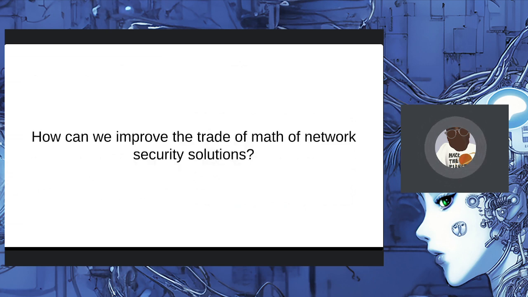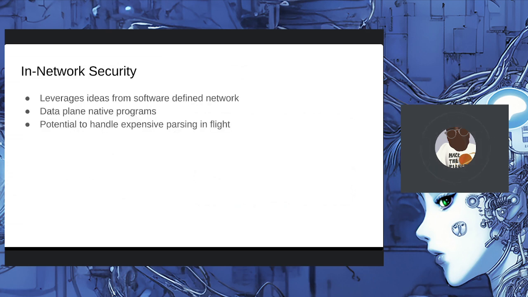So how can we improve the trade-off math of network security solutions? And this is the meat and potatoes of my talk. That requires us to think about what the base level places are where we have room for improvement, and that's really the network stack. How we deploy and think about the network is changing in terms of network design, and it's slowly propagating over to security. The idea of software-defined networking is being leveraged by a lot of security researchers, and to take a step back and think about software-defined networking.